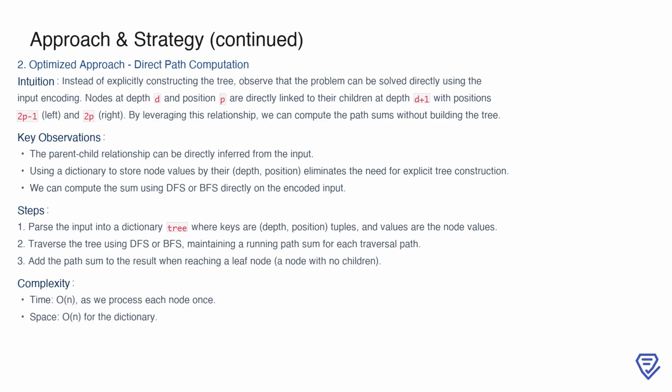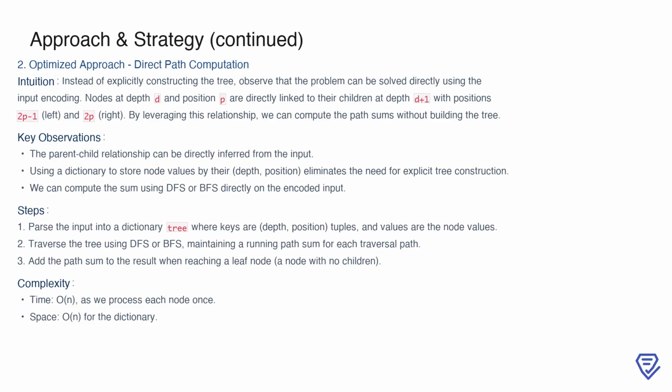The key insight is understanding the parent-child relationship. A node at depth d in position p will have children at depth d+1 in positions 2p-1 (left child) and 2p (right child). By storing the node values in a dictionary with keys as (depth, position) tuples, we can infer these relationships directly.